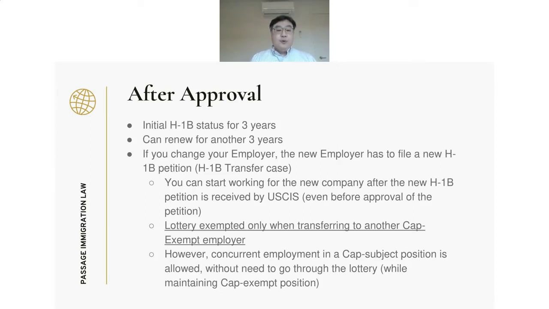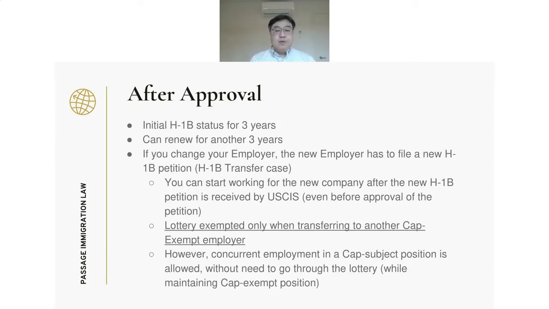This is very important because if you are currently working at a cap exempt organization and you want to move to another cap exempt organization, then there should be no problem. You don't have to worry about the lottery. You can just have the new employer file the new H1B petition, and you can continue work when the filing is received.